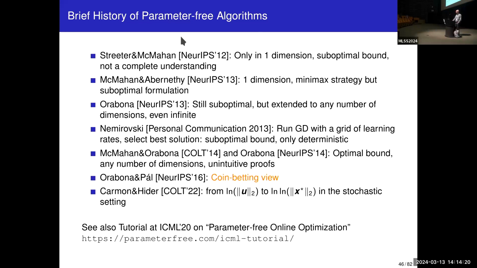And then there was a sequence of papers between them and me, and also together, in which we hammered down the details until we obtained the optimal bound. Optimal bound, Hilbert spaces, so any number of dimensions. And it's always the same trick. I want to stress that this entire line of papers is based on the same trick.